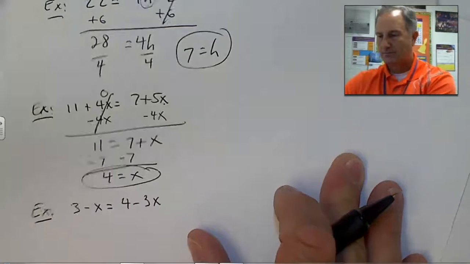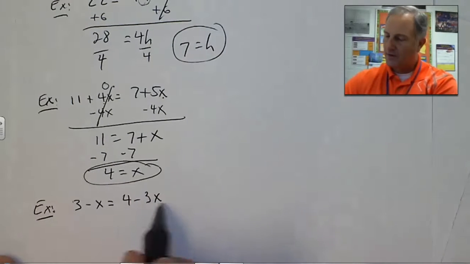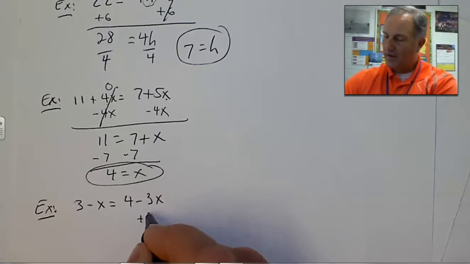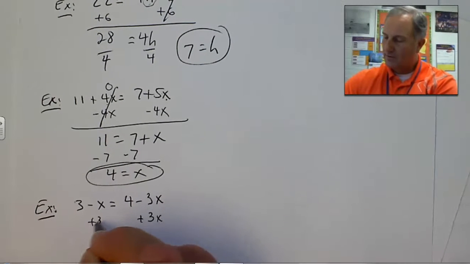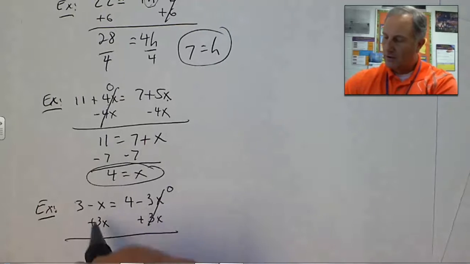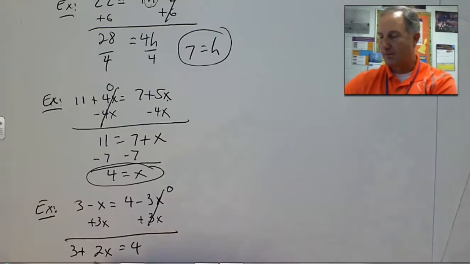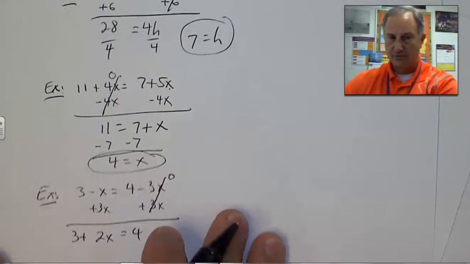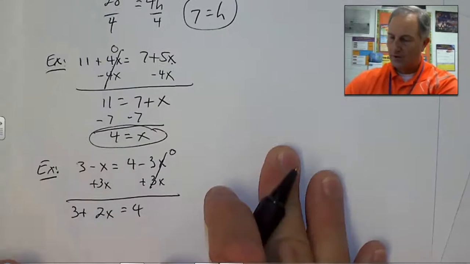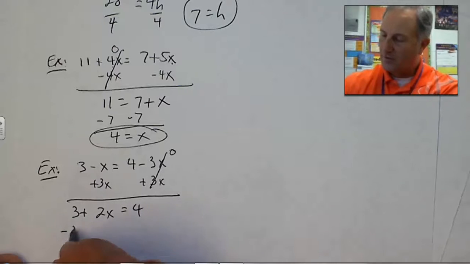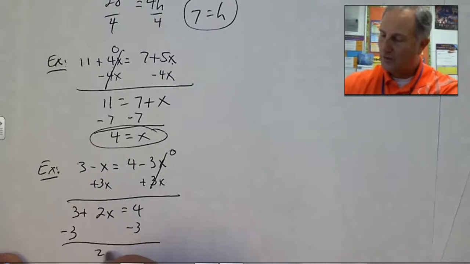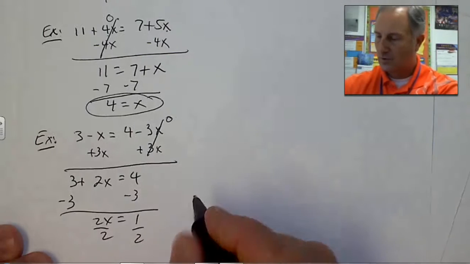Last problem. Got x's on both sides. I'm going to add this 3x, because what that does is negative 1x plus 3x is a positive 2x. So I get that over here. Okay? I kept it positive. That's going to help you. Less confusion. Then I've got addition here, so I'm going to subtract my 3. 2x equals 1. Divide out. x equals 1/2.